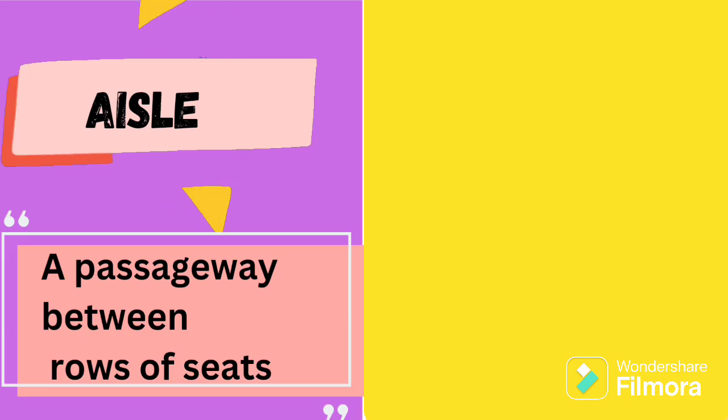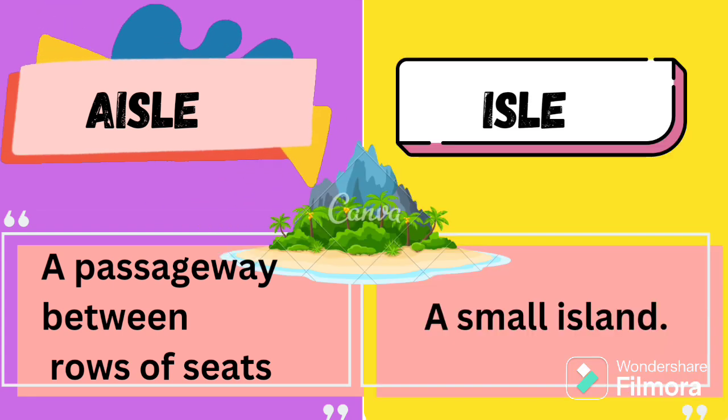Aisle, a passageway between rows of seats. Example, please walk down the aisle to find your seat. Isle, a small island. Example, they spend their vacation on a beautiful isle in the Caribbean.